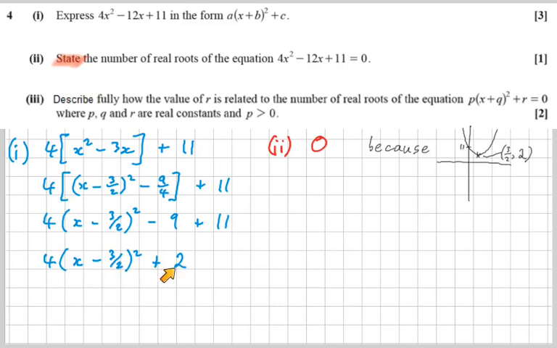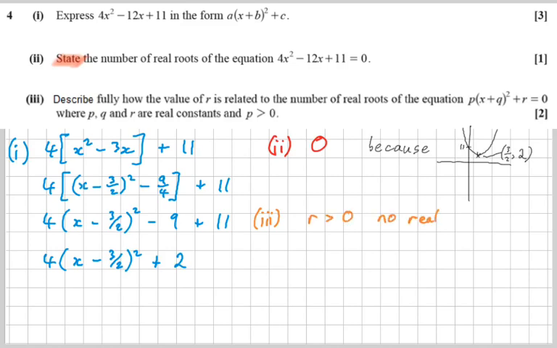The fact that we were adding 2 meant that we're sort of taking this curve and raising it up 2. If that 2 wasn't there, and it was a 0, then the graph would just kiss the axis. You get a repeated root. And if it was negative, you get 2 roots. Let's see what's going on here.